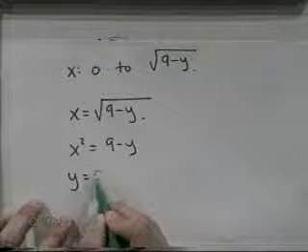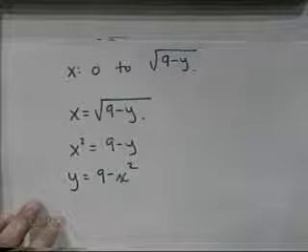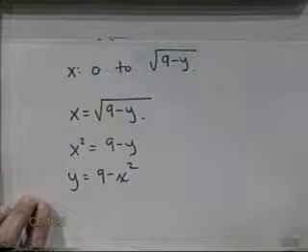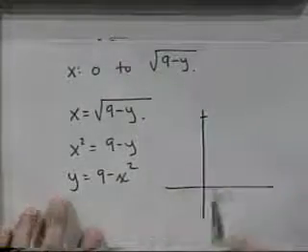That gives me y equals 9 minus x squared. Oh, what is that? It's a parabola. Is it an upsy or a downsy? It's a downsy. How high does he go? 9. You guys are good. So he's going all the way up to 9, and he's a downsy.